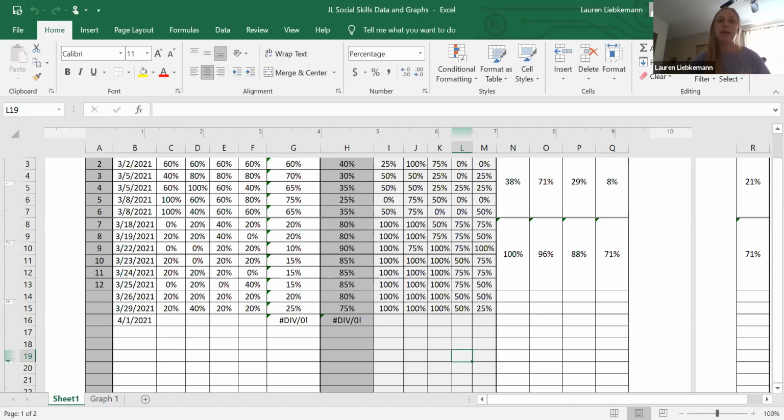Some of my next steps would be to conduct the probes as a maintenance probe. He's not going to have any teaching for the next week and a half because of spring break, so I thought coming back from that would be a good time to conduct a maintenance probe. And then, of course, I'd like to continue with peers, since I've only done adults so far. So that's where we are now.